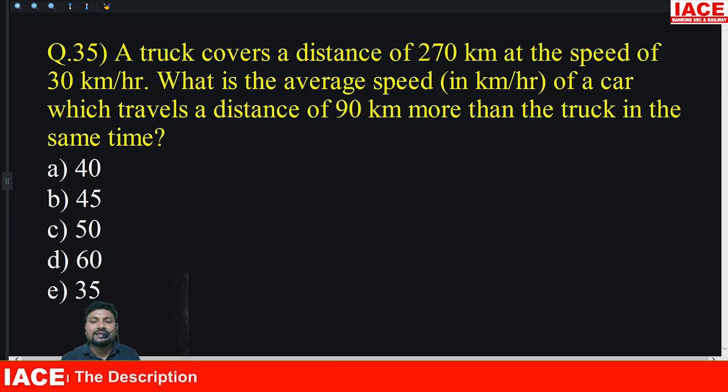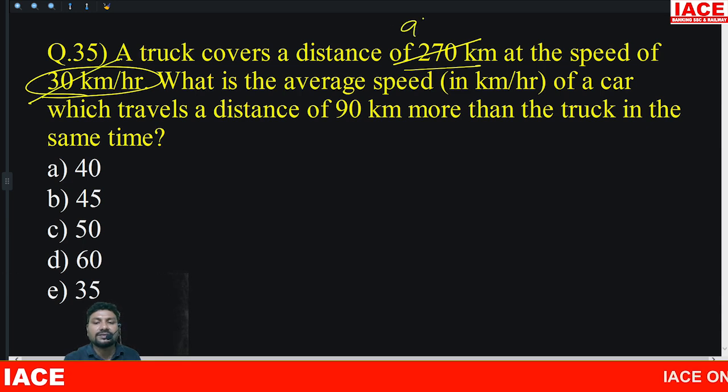A truck covers a distance of 270 kilometers at 30 km per hour. That means it is equal to how many hours of journey?